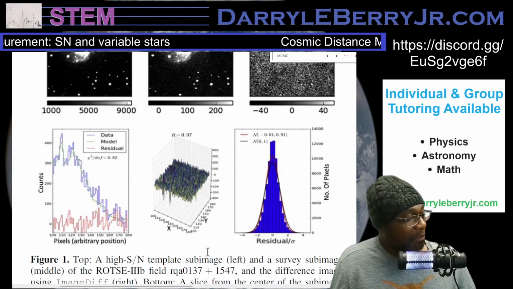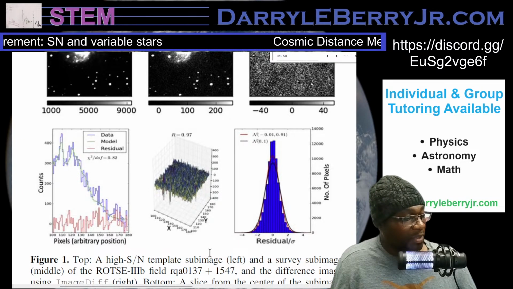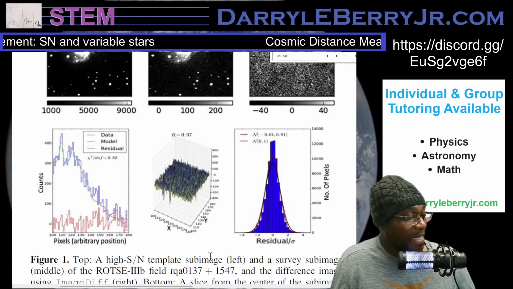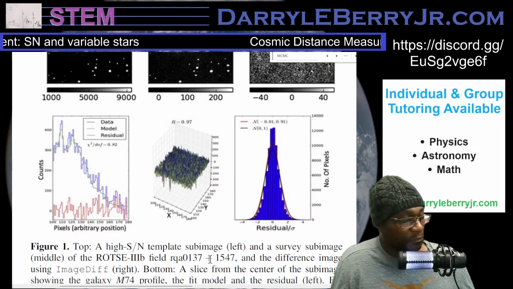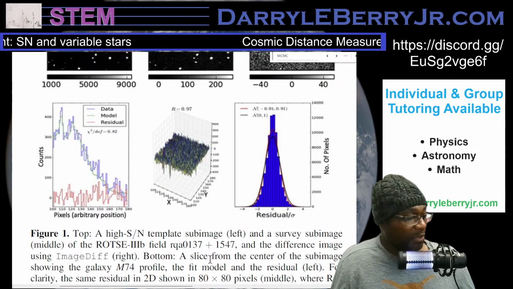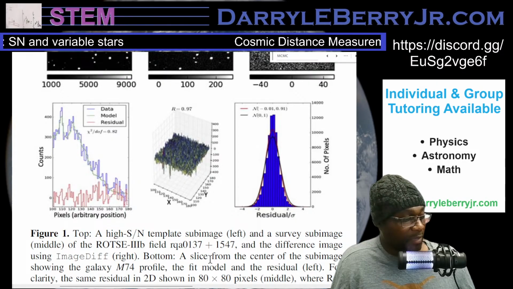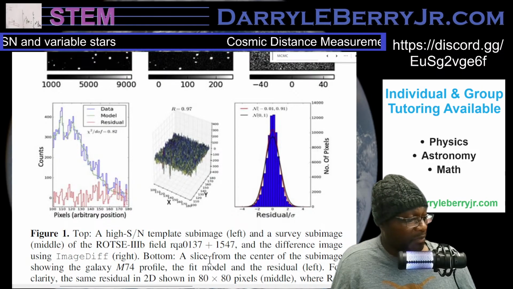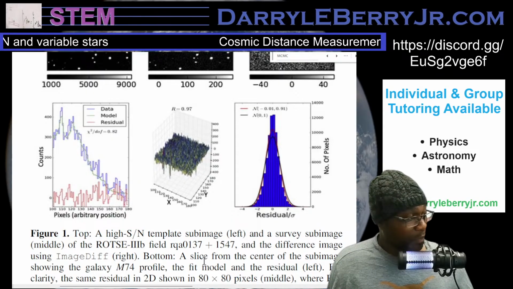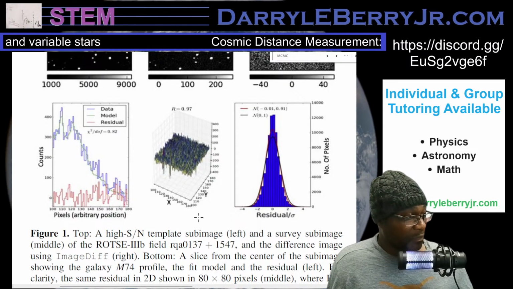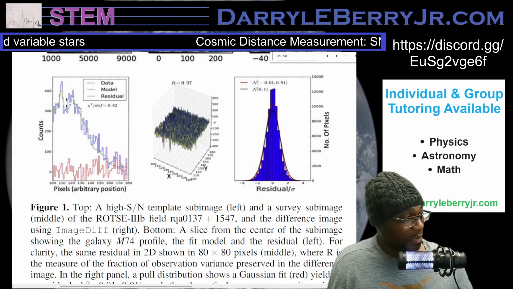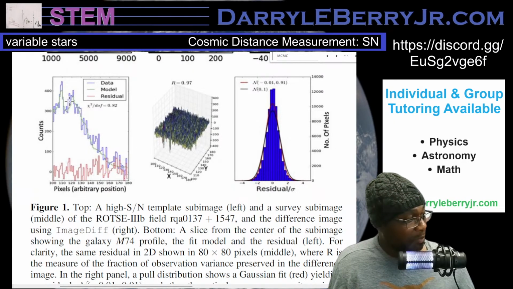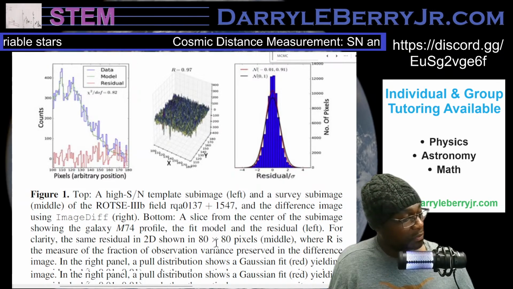All right. So the top is a high supernova template sub-image, and the survey sub-image middle of the Rossi 2B field. And the difference image using image diff on the right bottom. A slice from the center of the sub-image showing the Galaxy M74 profile, the fit model, and the residual left. Okay. So we have the data in blue, the model in green, and the residual, which I'm not sure what the residual is.